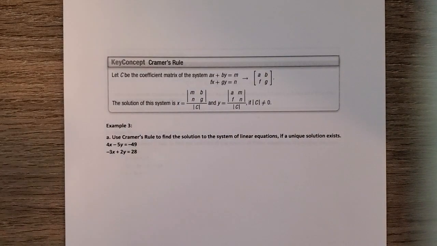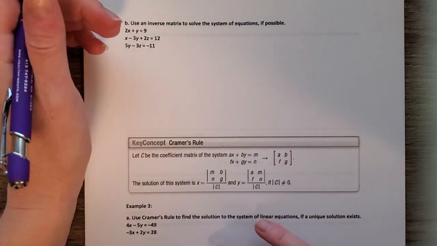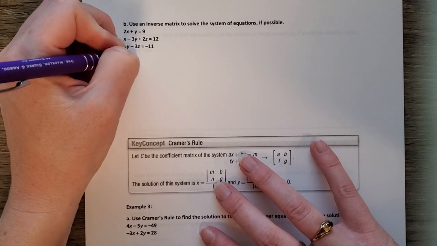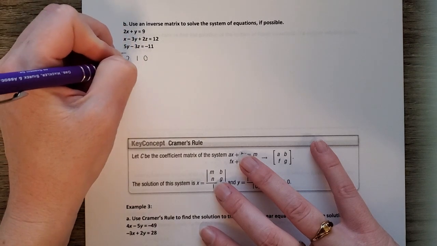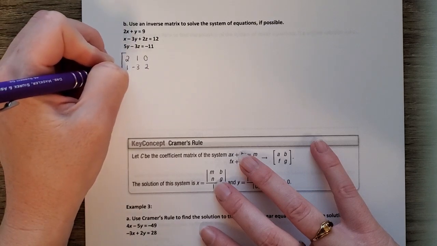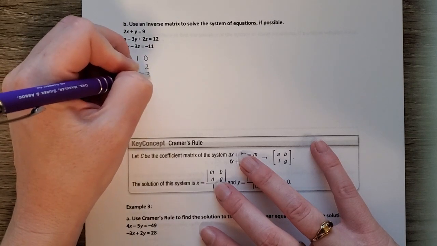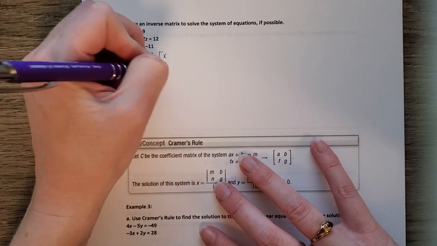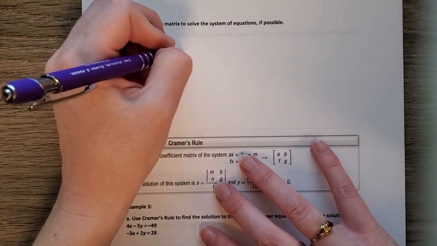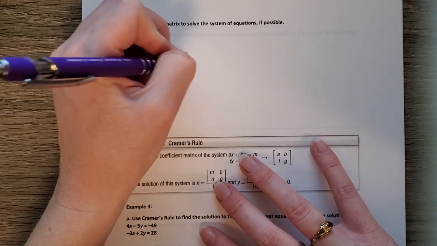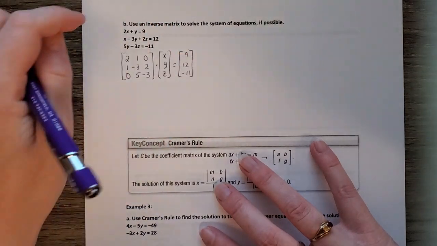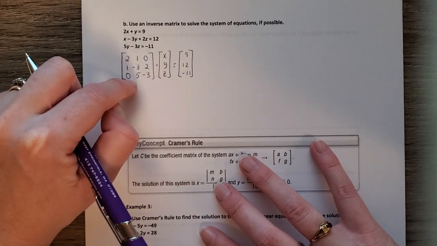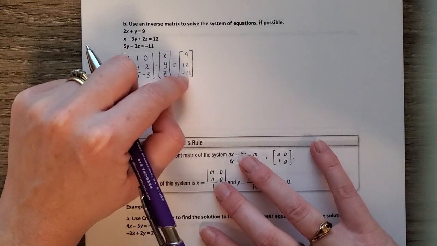Okay, so if you turn the page, we're going to have a system of 3 now. So 3 equations with 3 variables. So let's start off doing the same process. Our coefficients are 2, 1, and 0. 1, -3, and 2. And then there's no x here, so 0, 5, and -3. And then that's going to be times x, y, and z. And the answer is 9, 12, -11. Okay, so again, this is the coefficients for x, y, and z on each of these, and then x, y, and z, and then the answer.